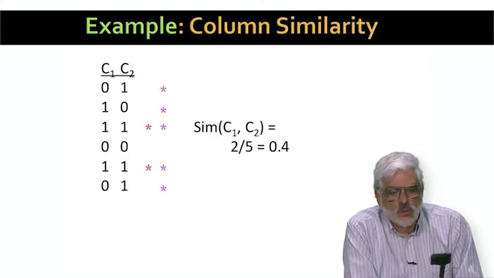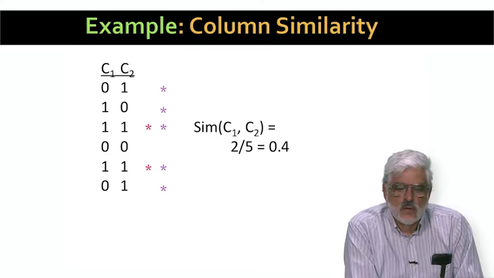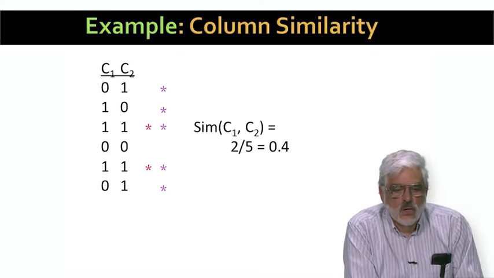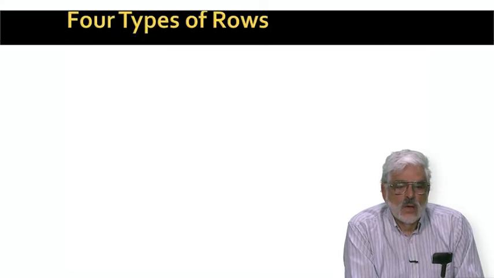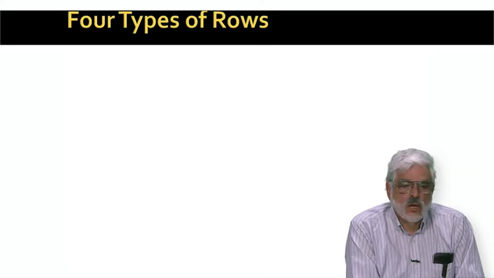In general, you can compute the similarity of two columns by counting the number of rows where both have 1 and dividing by the number of rows in which one or both have 1. Our goal is to describe how minhashing of sets or matrix columns works and to show that we can deduce the similarity of the sets or columns by looking at the signatures that result from minhashing.